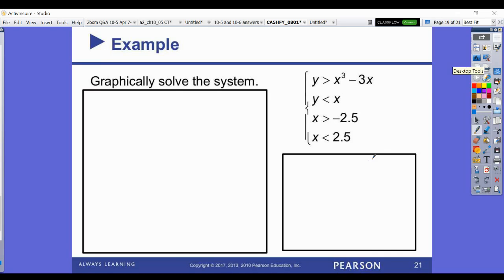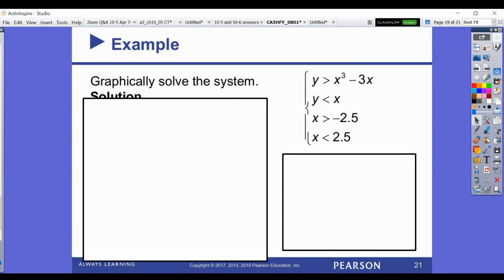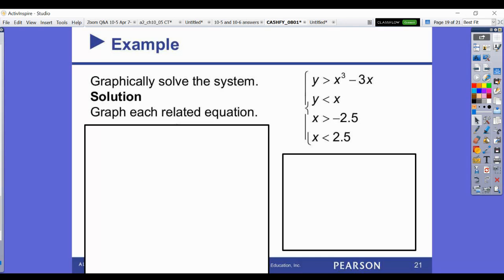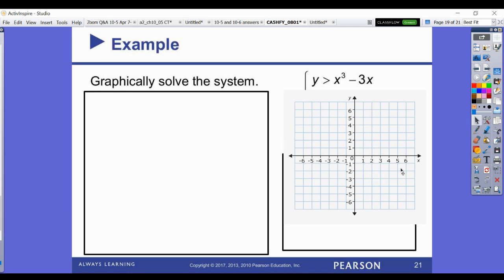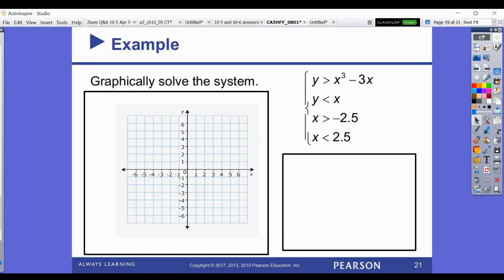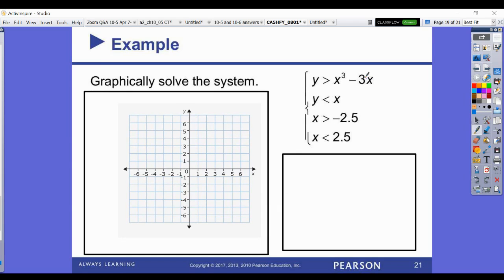All right, now we have one. This one's a little more basic. We need to graph the system. There are 4 different equations here. So let me just get a graph and we'll do it on here. So x is greater than x cubed minus 3x. So we need to look at that graph. If you want to, you can put them in your calculator.